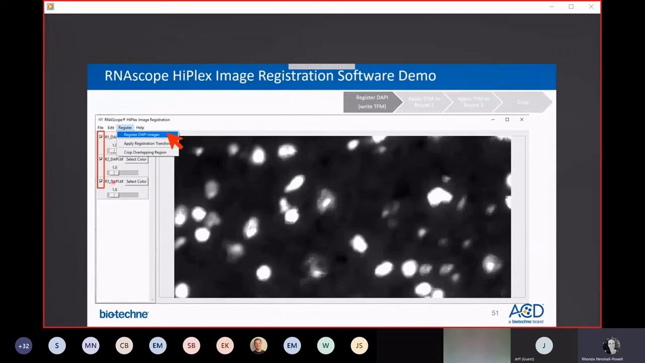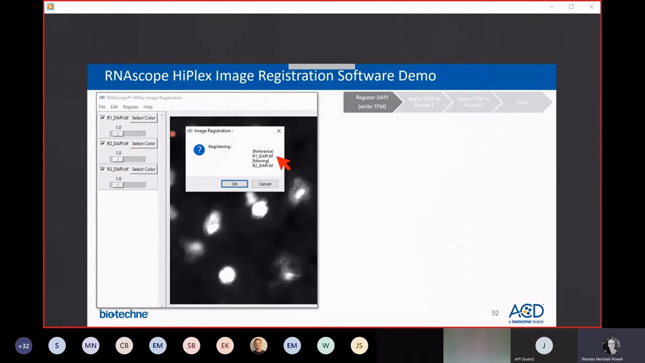Once they're added here in the dashboard, you're hitting the checkbox next to each of these files, go up to the Register menu, and select Register DAPI Images. What this does is whichever image is listed first in the dashboard, this is your reference image, and it will move the images lower down onto your reference image.